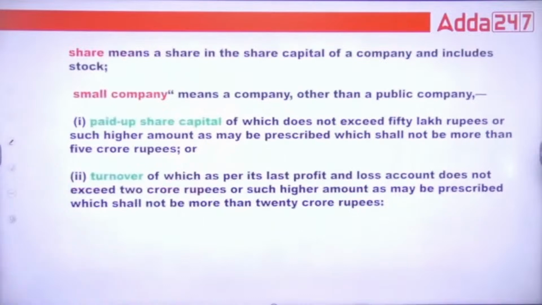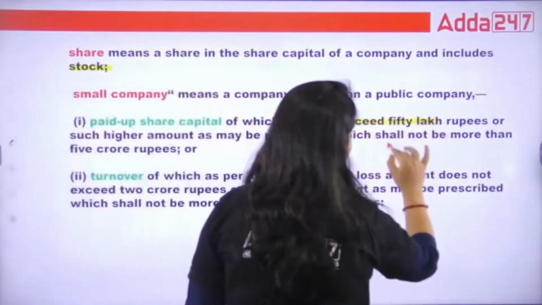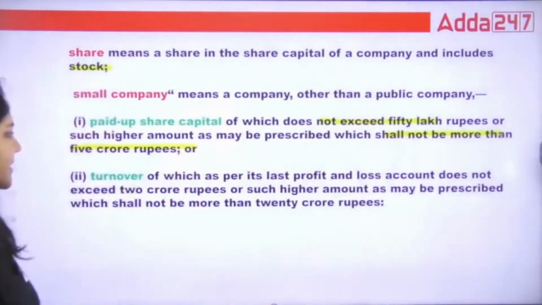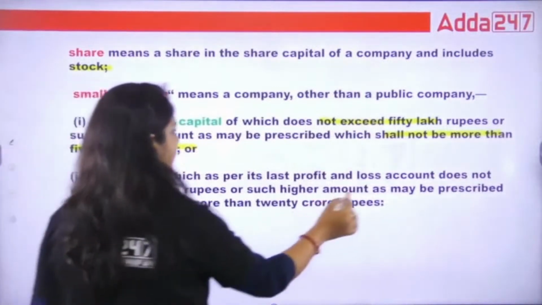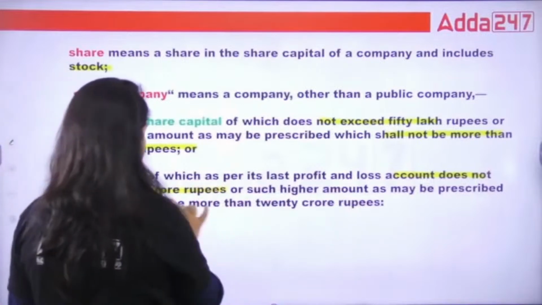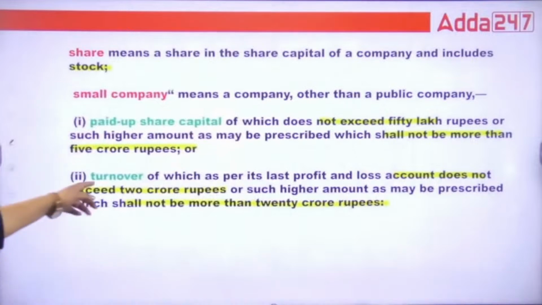What is a share? A share in the share market of a company includes stocks. Small company: one whose paid up capital does not exceed 50 lakh, and shall not be more than 5 crore rupees. Turnover does not exceed 2 crore rupees, and not more than 20 crore rupees. This is your turnover.